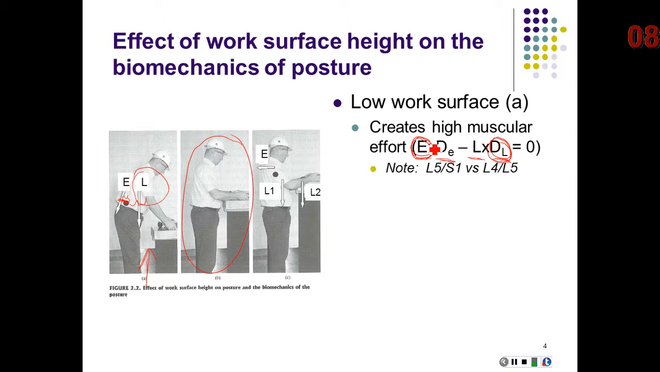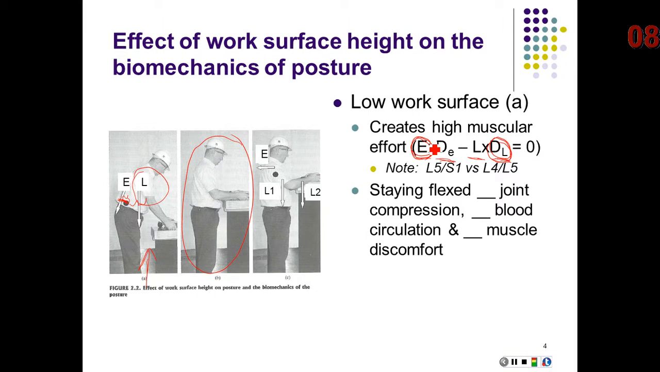E gets larger. So staying flexed, in addition to E getting larger, the ill effect is it does increase joint compression. E gets larger, meaning your muscle is contracting more. It's putting more pressure on your low back joint. Since this muscle is contracted, it stays contracted to hold your posture. It decreases blood circulation. Since the muscle stays contracted, if you keep holding something, your muscle's going to get fatigued, and so it increases muscle discomfort. And so overall, working on a low work surface is a bad thing.